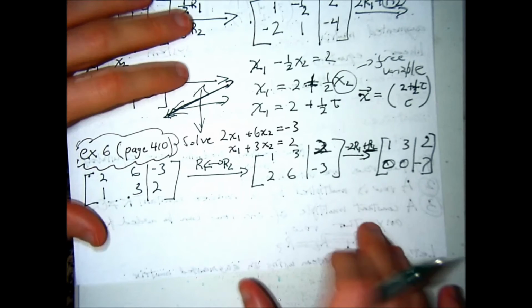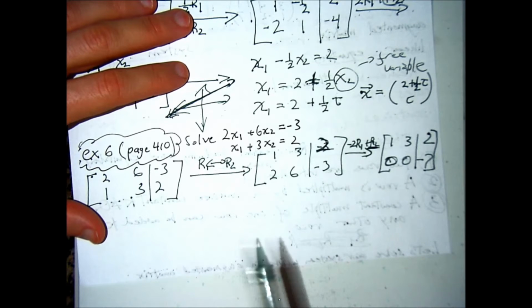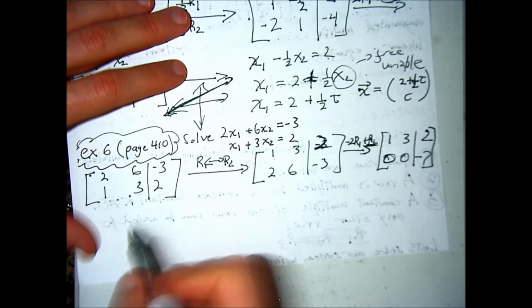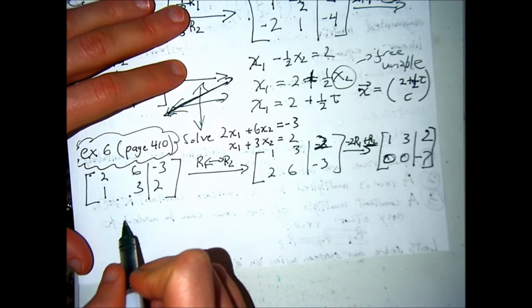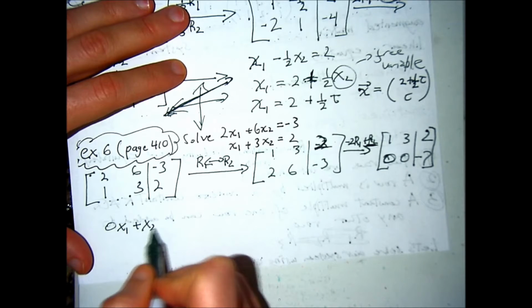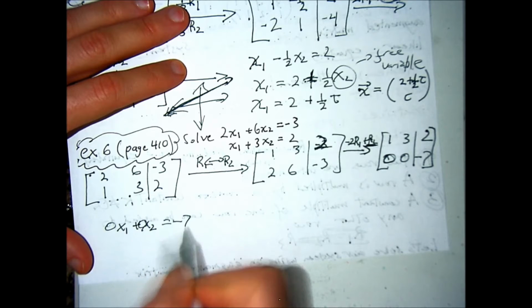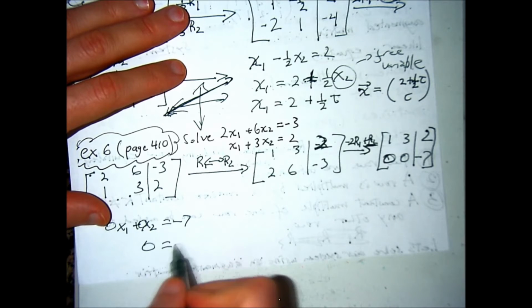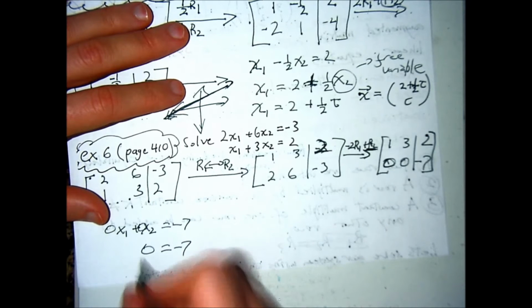So it's good to remember that this is all having to do with a linear system of equations. So what am I saying here? What I'm saying is that 0x1 plus 0x2 is equal to -7. So really, 0 times anything is 0, so 0 is equal to -7 is what I'm saying, which makes no sense. This is a contradiction.